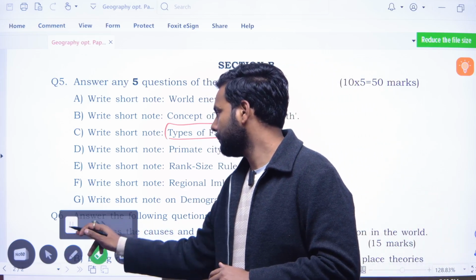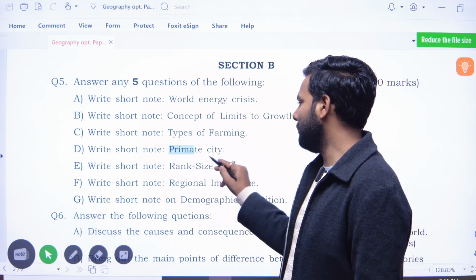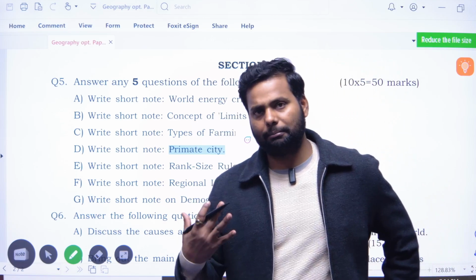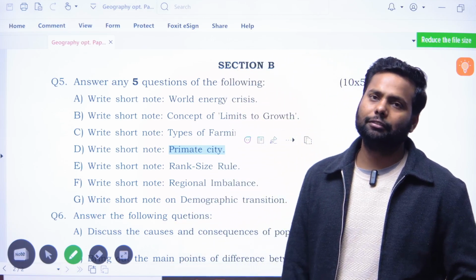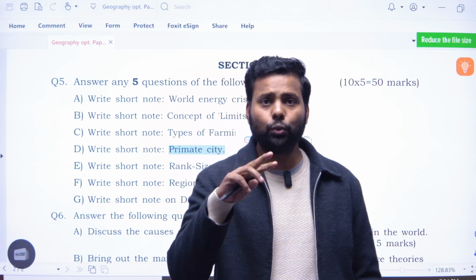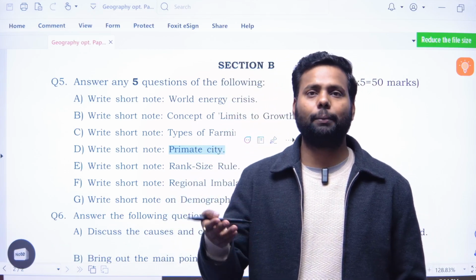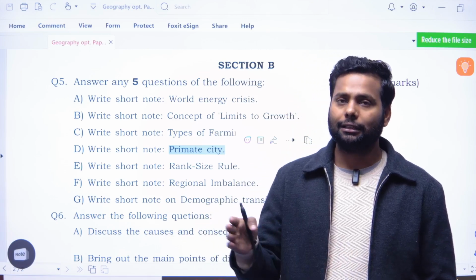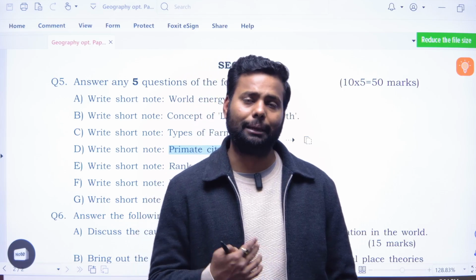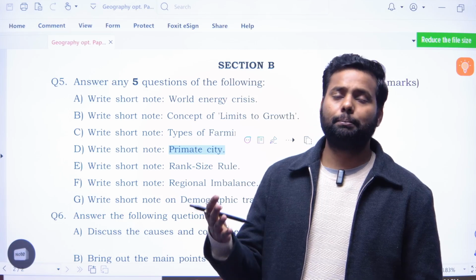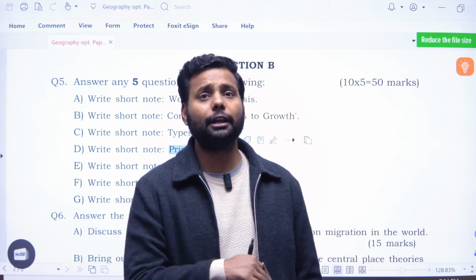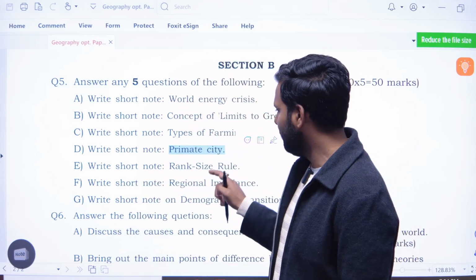Next question: write a short note on the primate city. We all know that the primate city is a concept proposed by Jefferson, where Jefferson says that the primate city is the city which has at least 2 times more in all contexts, like population and resources, than the second-ranked city. The primate city has more functionality, more burden, more population congestion, and the burden of resources. We have to simply mention all these things.